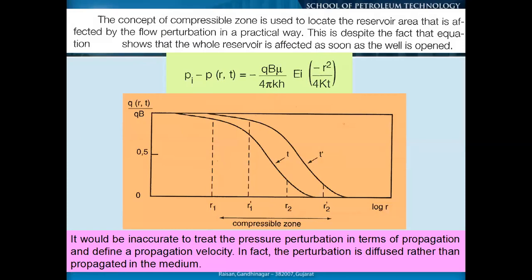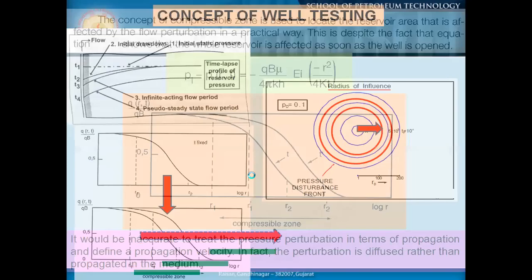Similarly, when we start taking production from a well or allowing it to close, the pressure pulse will move. That is actually the compressible zone, and the compressible zone behavior we are recording in our pressure gauge. Okay, so it would be inaccurate to treat the pressure perturbation in terms of propagation and define a propagation velocity. In fact, the perturbation is diffused rather than propagated in the medium. So this concept is very important for understanding our interpretation.